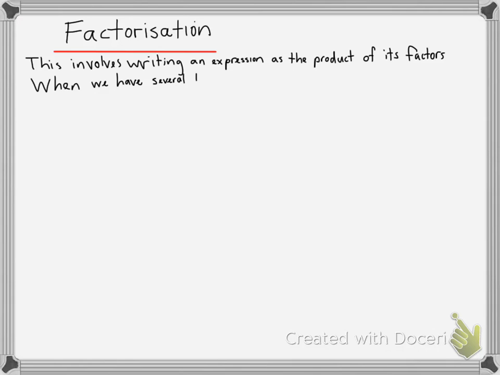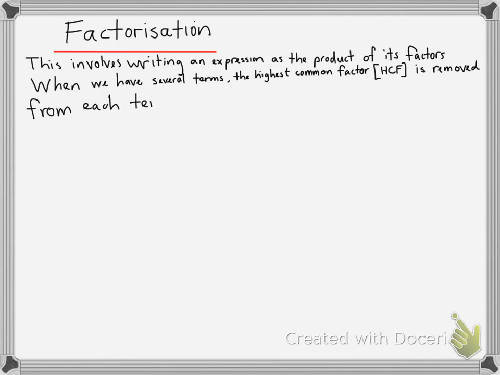Let's take a look at the topic of factorisation. This involves writing an expression as the product of its factors. When we have several terms, the highest common factor, or HCF, is removed from each term and placed outside brackets. Let's have a look at an example of that.